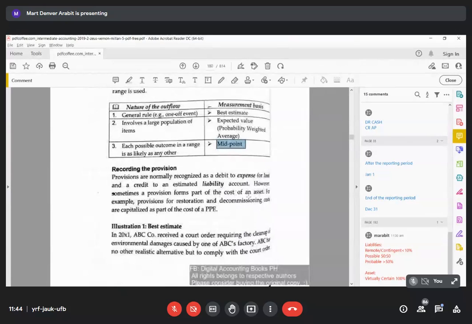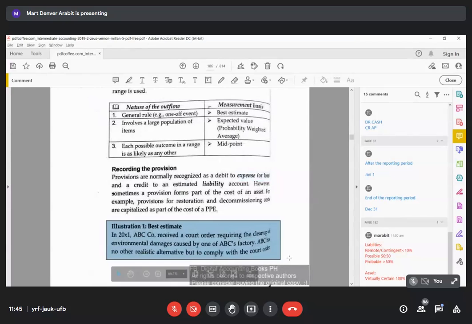Sana meron. Okay, so recording the provision. Provisions are normally recognized as a debit to expense or loss and a credit to estimated liability account. However, sometimes a provision forms part of the cost of an asset. For example, provisions for restoration and decommissioning cost are capitalized as part of cost of the PPE. So, let's have an example on best estimate.